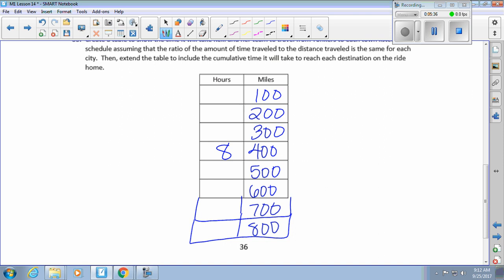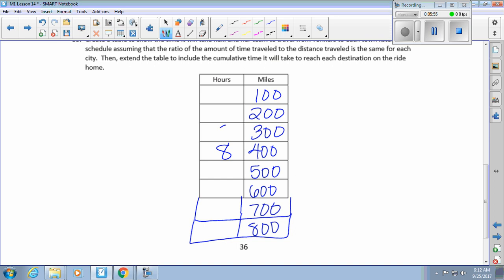So, 4 times 2 equals 8, which is the 400 miles. So I think that 300 will take 6 hours. Very good. Who agrees with Jaden that that would be 6 hours? Very good. Yeah, it would be.